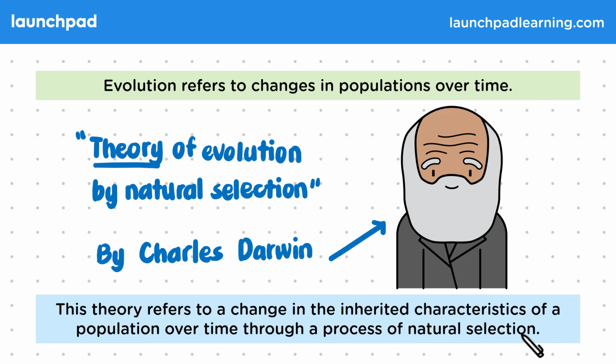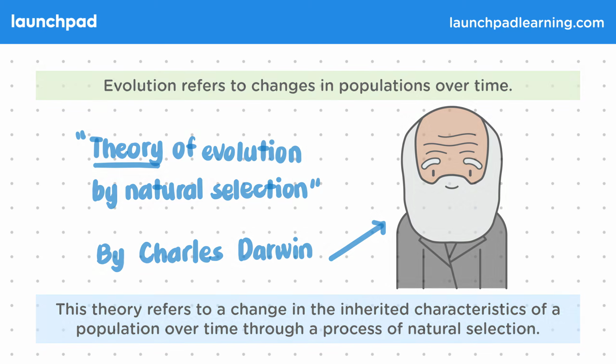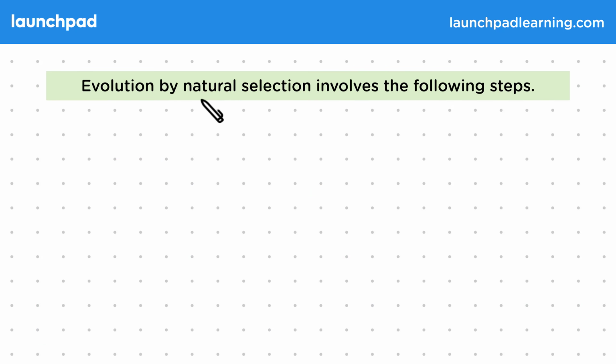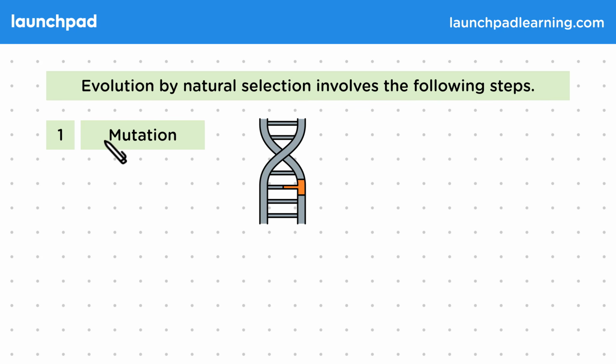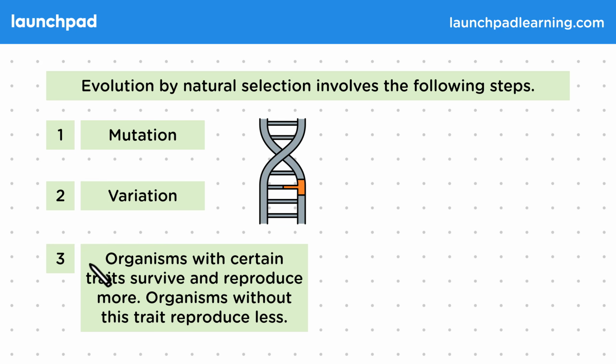So what actually is natural selection? Evolution by natural selection involves the following steps. The first step is a mutation, a random change in the DNA. This leads to variation in a species, although bear in mind that many mutations have little or no effect. As a result of variation, organisms with certain traits survive and reproduce more. Organisms without this trait reproduce less.